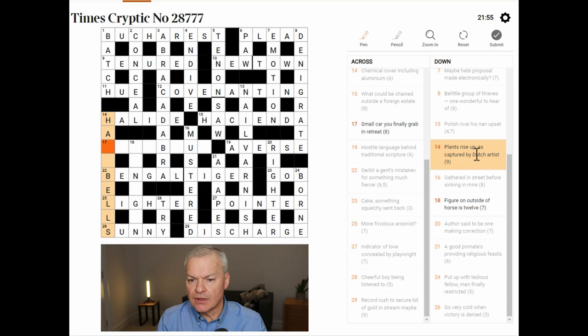Rise up as, captured by Dutch artists. So Dutch artists, HA at the beginning, LS at the end. Rise up is rebel. As doesn't have any significance on this occasion, it's just a linking word. As captured by Dutch artists, as captured by Hals, gives harebells, which are plants.